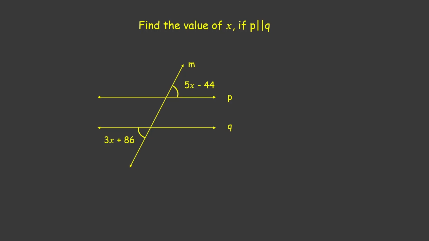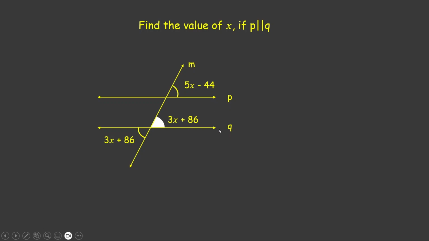In this video, we are going to solve some questions based on linear equations. Over here, we need to find the value of x when it is given that lines P and Q are parallel. Now, if lines P and Q are parallel and this line M is the transversal, then this angle 3x plus 8x and this angle make a pair of vertically opposite angles, and vertically opposite angles are equal. So this is also 3x plus 8x.